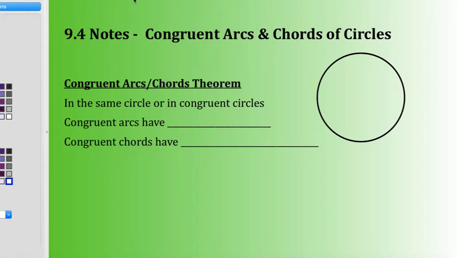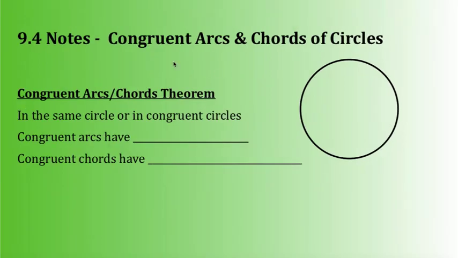Hi everyone. So today we're going to be talking about congruent arcs and chords of circles. So yesterday in our last lesson we talked about arcs of circles. Now we're going to talk about congruency. So theorem number one: in the same circle or in congruent circles, congruent arcs have congruent chords.